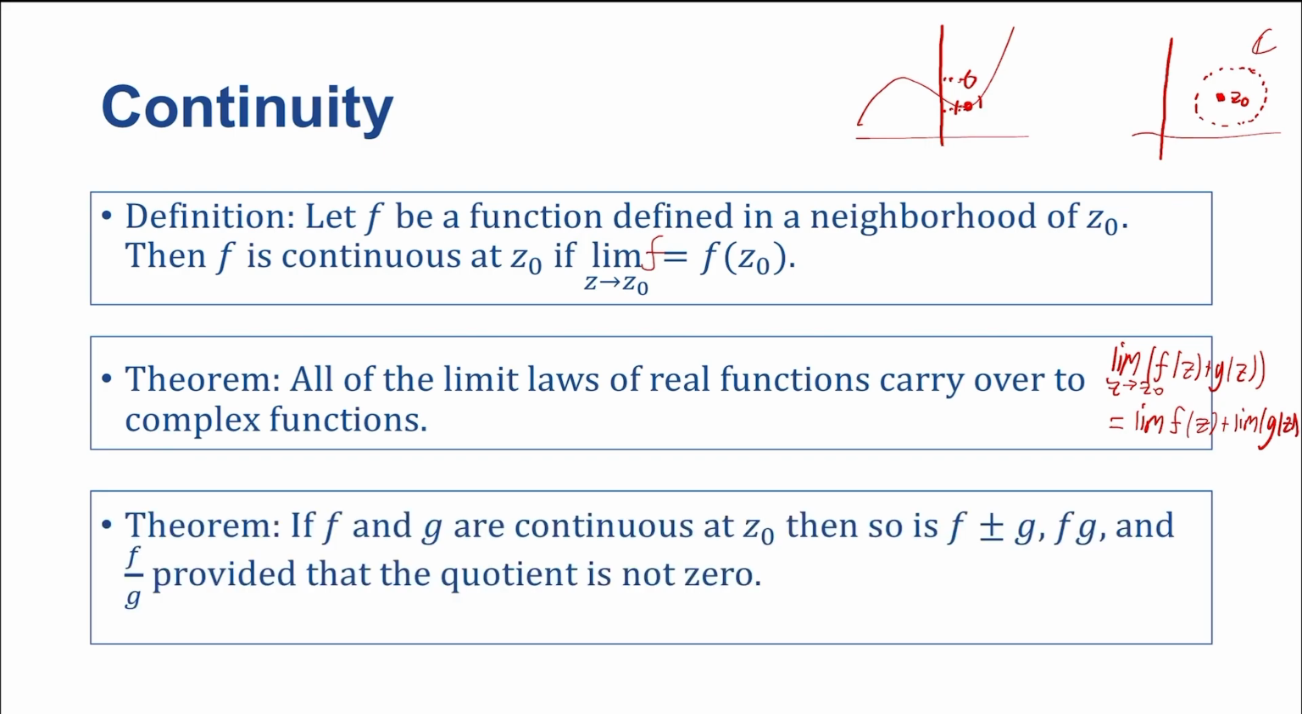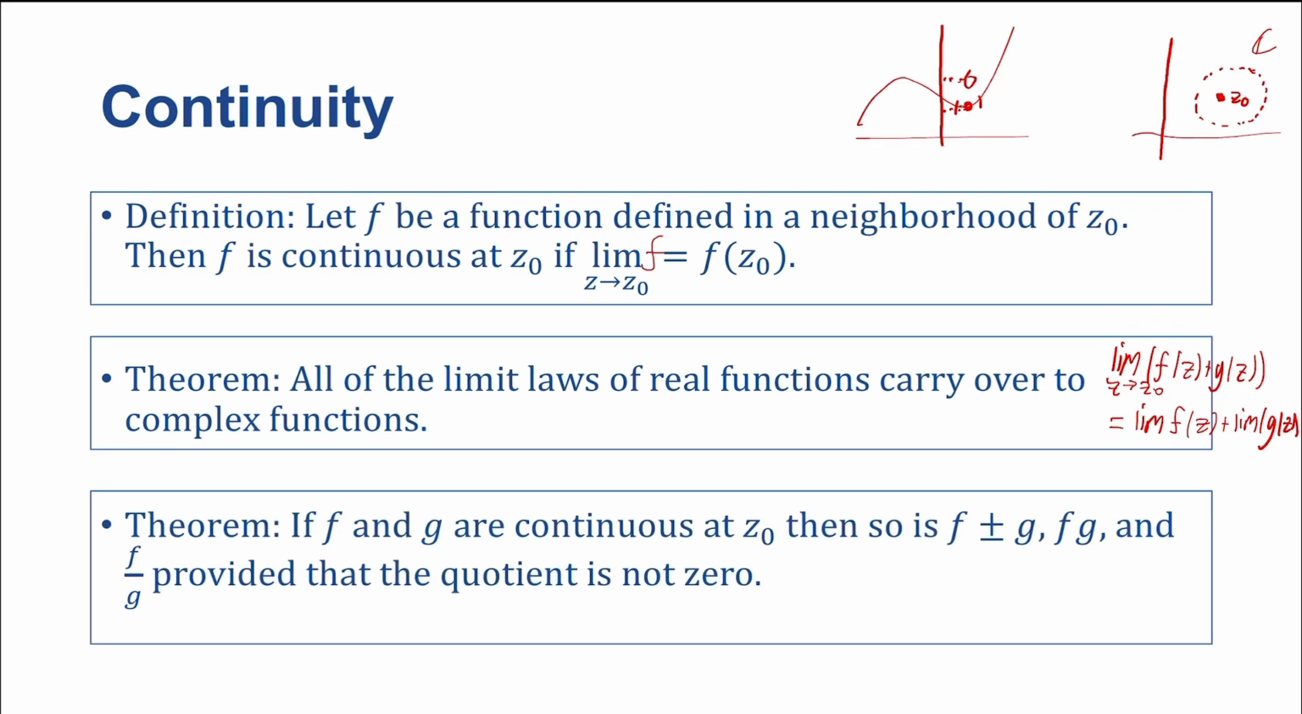And then finally, a theorem here is that similar with the limit laws, the continuity properties also hold. So if f and g are continuous at z0, then so is f plus g, f times g, and f over g, given that the quotient is not 0, right? Of course, if you're dividing by 0, then that's a problem.